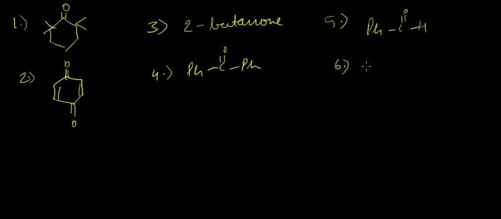or benzaldehyde rather. Sixth is a bicyclo compound with these two as the bridgehead carbon, double bond O here and 2 here. Seventh one is 2-butanol. 2-butanol is already covered, so we'd have this structure.